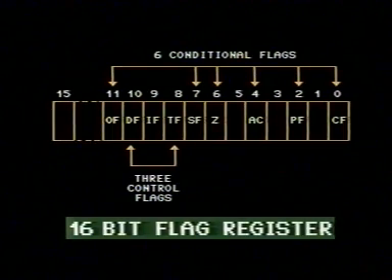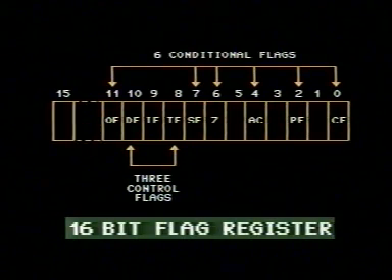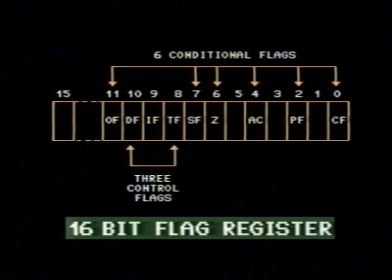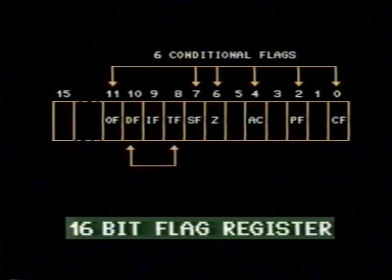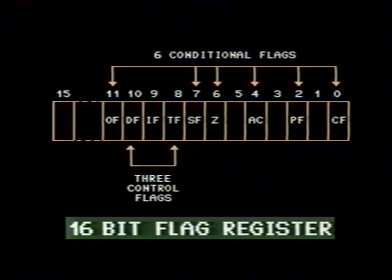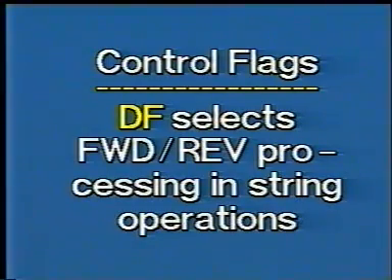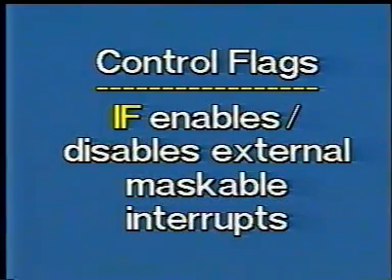The 6th flag is a new one introduced in 8086 called the overflow flag. This flag is set if an overflow occurs, that is, a result is out of range. It is meaningful for signed operations only. Additionally, there are 3 control flags which can be set or reset by the programmer. These were not there in 8085 and are: number 1, DF, direction flag. This flag controls the selection of forward or reverse processing in string operations. Number 2, IF, interrupt flag. IF equal to 1 enables external maskable interrupts, while IF equal to 0 disables these.